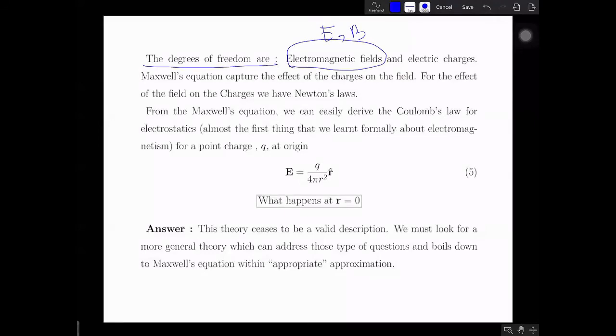So electromagnetic fields E and B, and then we have the electric charges and the currents, rho and j. Those are the degrees of freedom, and Maxwell's equations capture the effect of the fields due to the charges. To understand the effect of the field on the charges, we use Newton's law, dP/dt equal to F, where F is given by the Lorentz force equation, things that we all know.